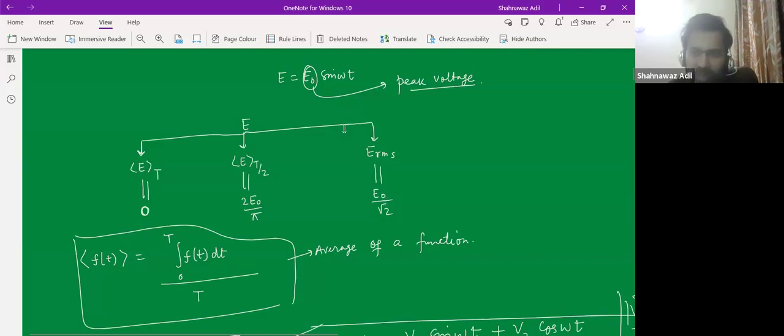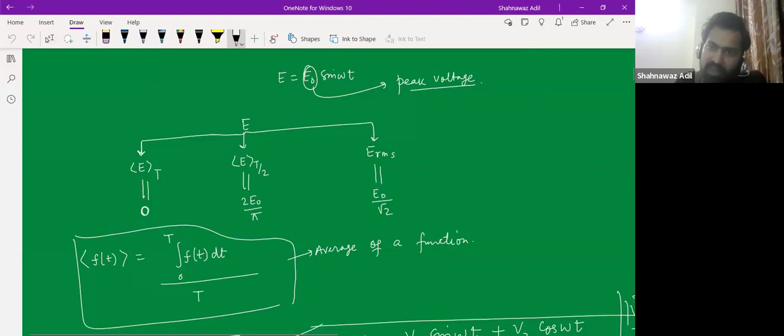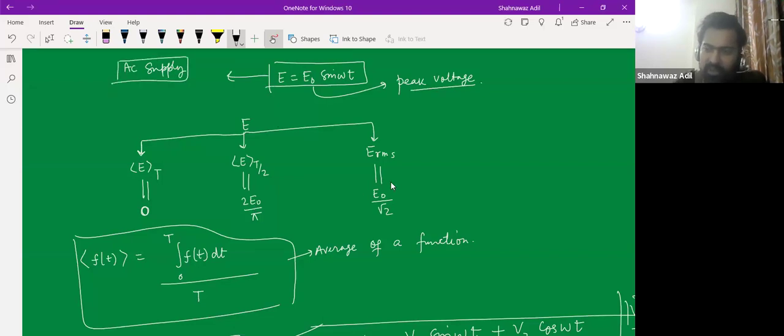So you guys just note down this thing. This would be important. You have this supply, right? This is the supply of the voltage that you get from AC. These are the four kinds of voltage that you get. Quickly note down this part. This would be useful, right?